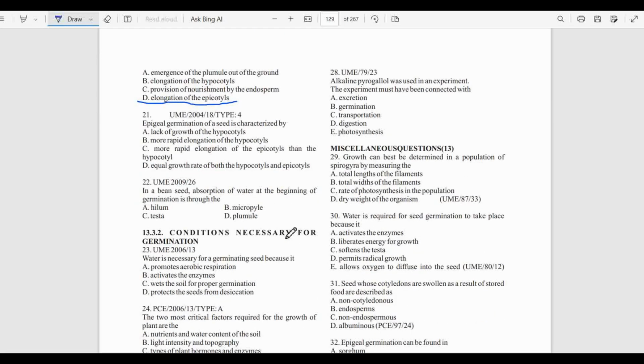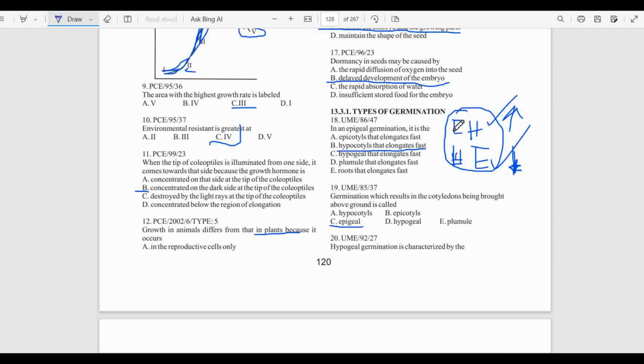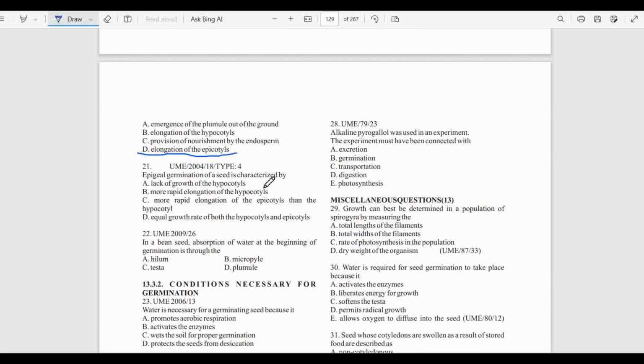Question number 21. Epigeal germination of a seed is characterized by, it's the same thing. Whenever they ask this question, it's usually repeated in a similar way, because there are just two types of germination. If you understand that in epigeal germination, the hypocotyl grows faster and the cotyledon is above the ground, and in hypogeal germination, the epicotyl grows faster and the cotyledon is below the ground, there is no way you won't be able to interpret the question.